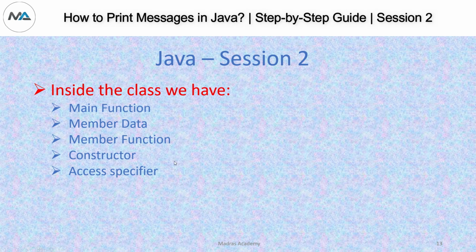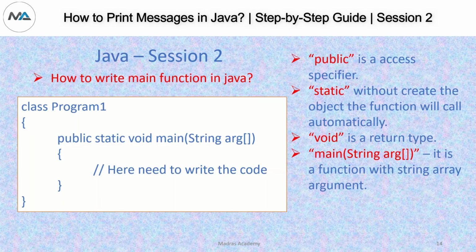Okay, so these are all the code we need to write inside the class. And how to write the code, we will see it. And first, how to write the main function in Java, we'll see that. See, I created a class Program1, curly bracket opening and closing, and inside that I created the main function. And inside the main function, here you can write any code.